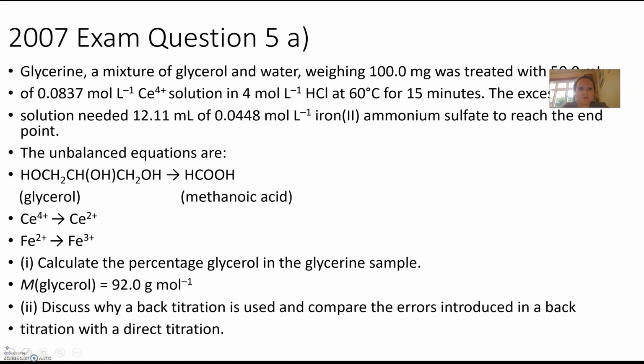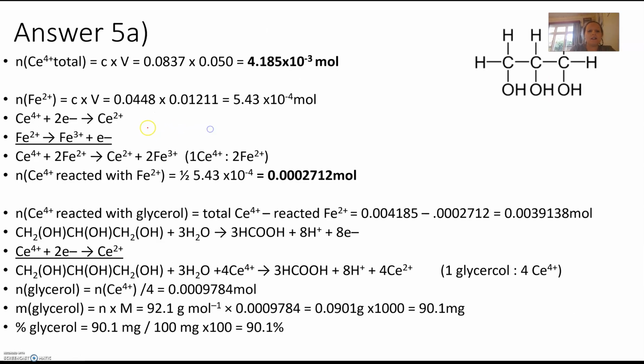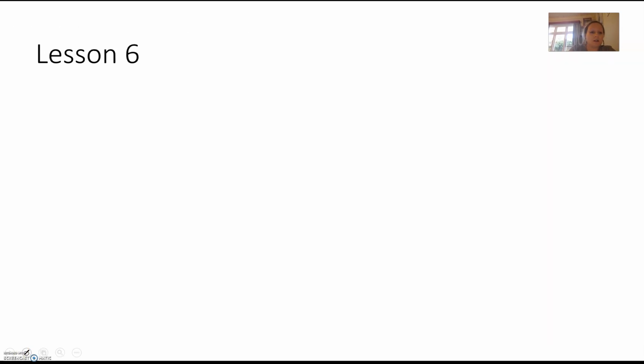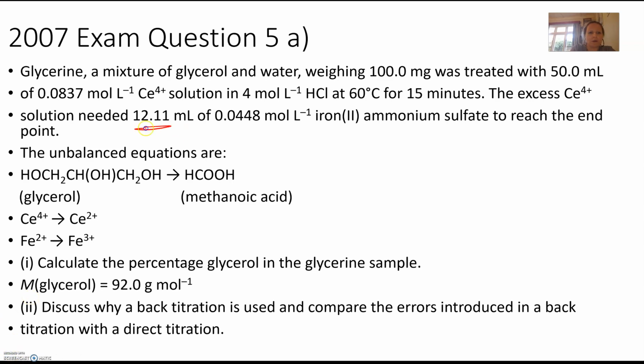So the first question we're looking at today is from the 2007 exam, and it's question 5A. Glycerine is a mixture of glycerol and water. A 100 milligram sample was treated with 50 ml of 0.0837 Ce4+ solution and 4 moles of HCl at 60 degrees for 15 minutes. The excess Ce4+ solution needed 12 ml of 0.0448 moles per litre of Fe2+ to reach the end point.